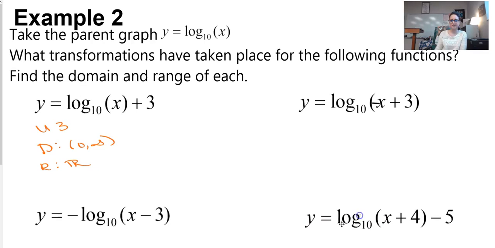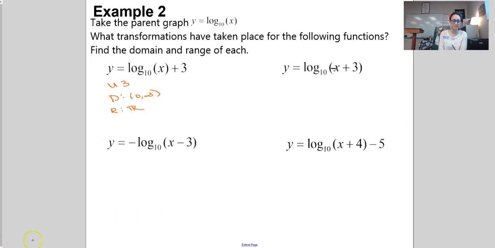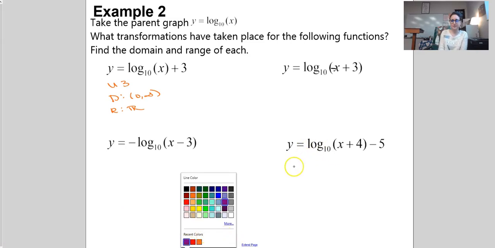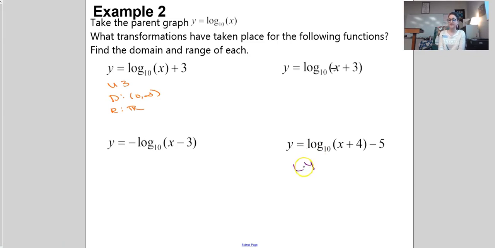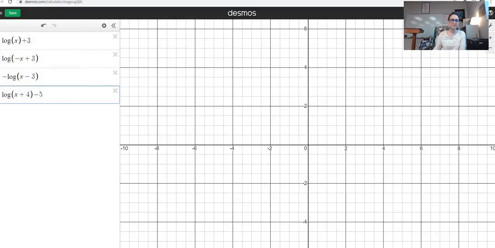Okay, so the 4, what is that going to do to our parent function? Shifting it up, down, left, or right? That is going to shift it left 4, inside's opposite, right? What about the minus 5 on the outside? That's going to be down 5. All right, so let's take a look at this graph. So we've gone left 4, down 5.